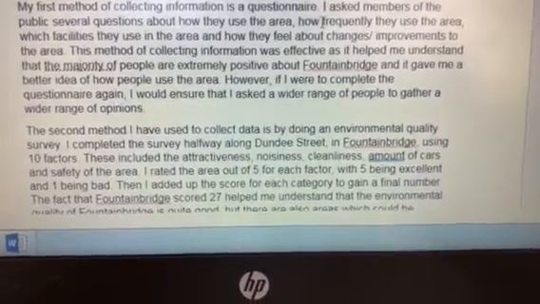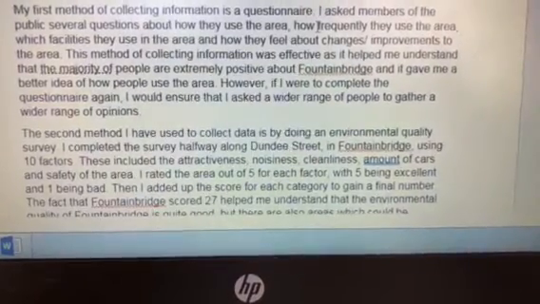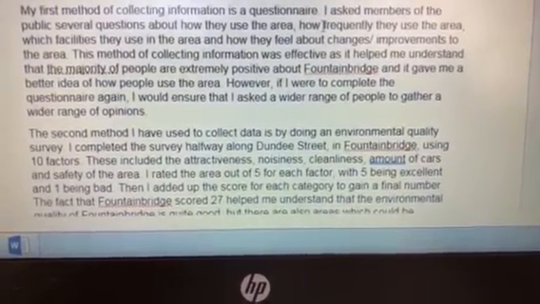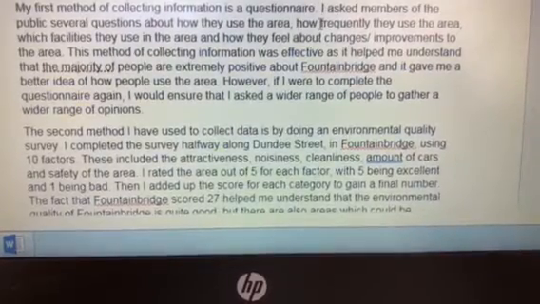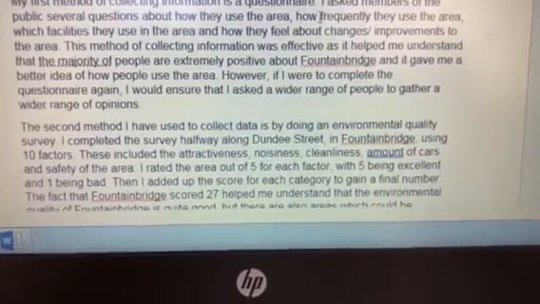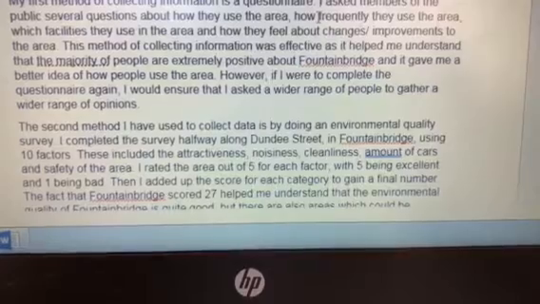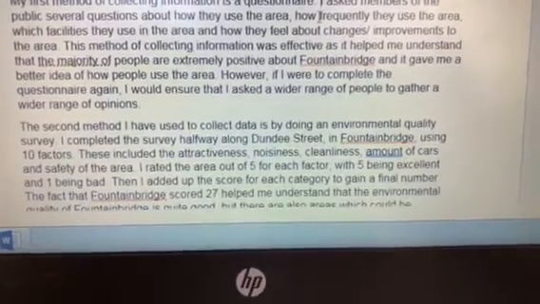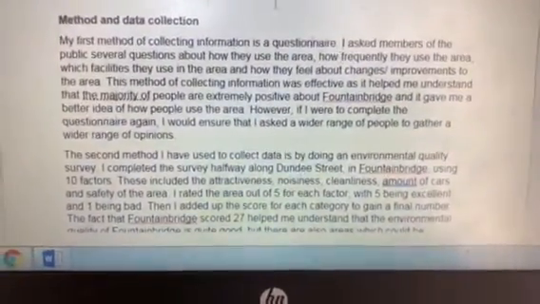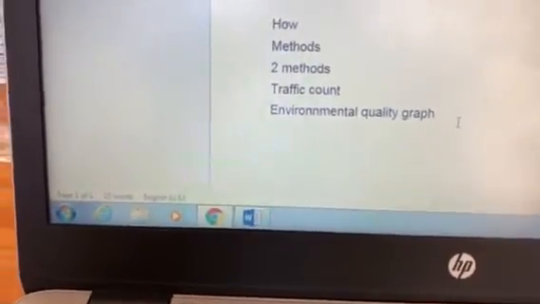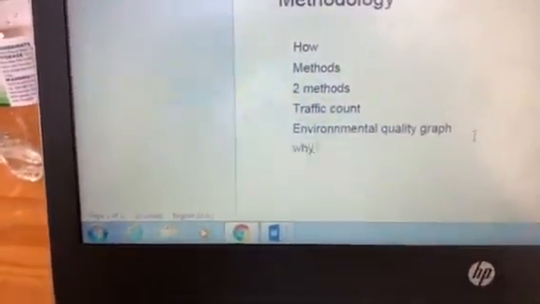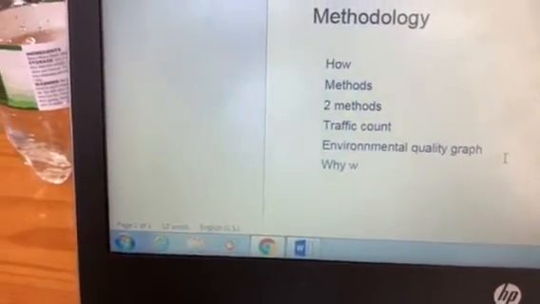Let's carry on. This method of collecting information was effective as it helped me understand that the majority of people are extremely positive about Fountain Bridge, and it gave me a better idea of how people use the area. Okay, one of the other things you want to write about in your methodology is why it was effective. Okay, you chose it for a reason, didn't you? So why did you choose it?